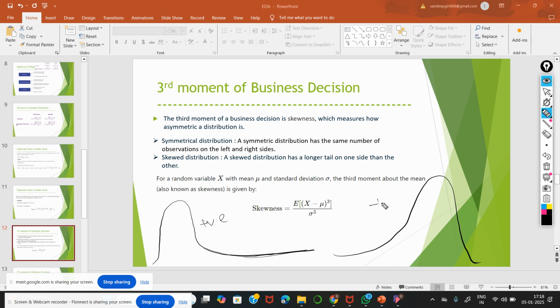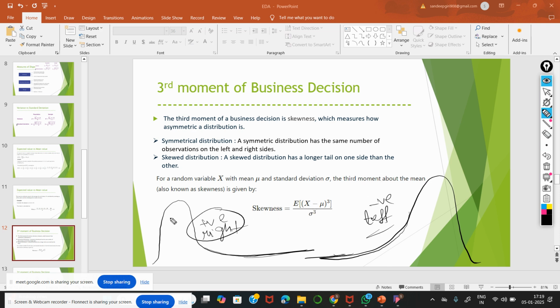And why will the other skewness be called negative skewness? Because this particular tail has been elongated on the left side. This one is elongated more to the right, and this one more to the left. So this is how you can analyze which one is which type of skewness. Positive skewness is also called right skewness, and negative skewness can be called left skewness. Fine. This one is right skewness, this one is left skewness.